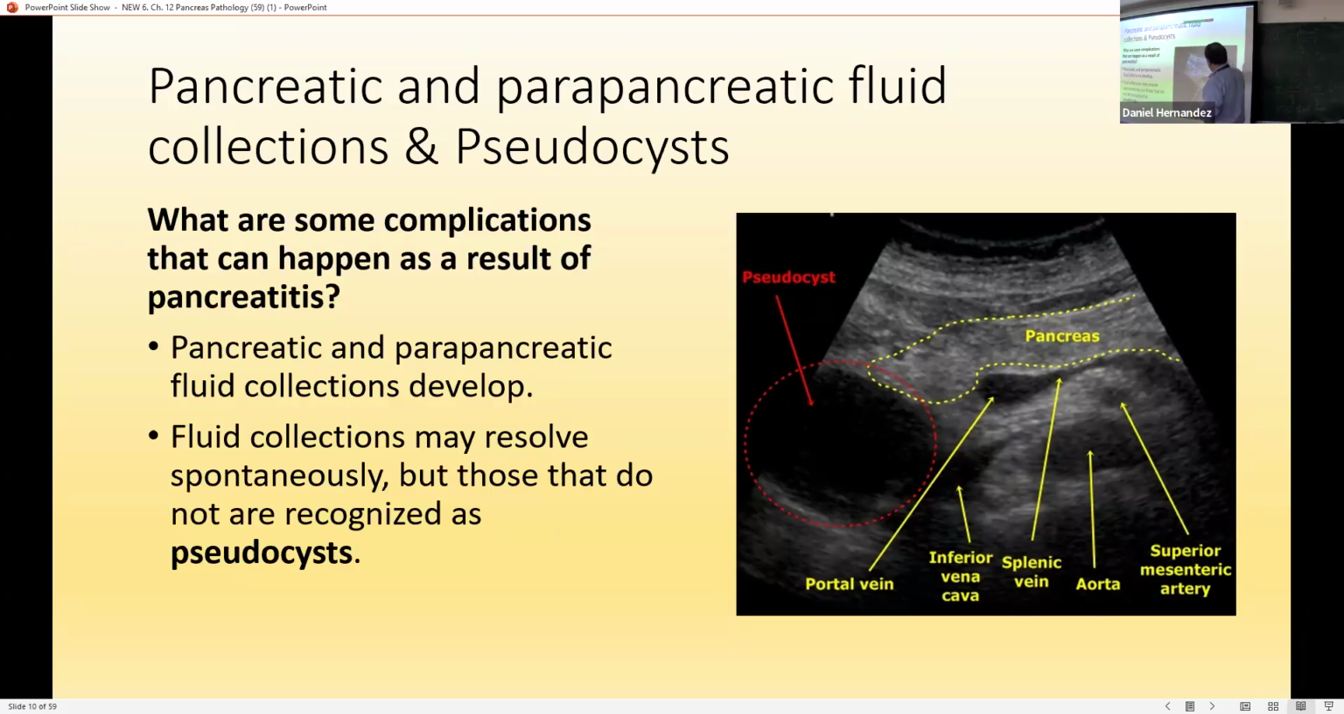Here we're seeing the transverse pancreas, the body, neck, getting into the head, and uncinate process. This is a large, cystic structure off the medial border of the head of the pancreas.